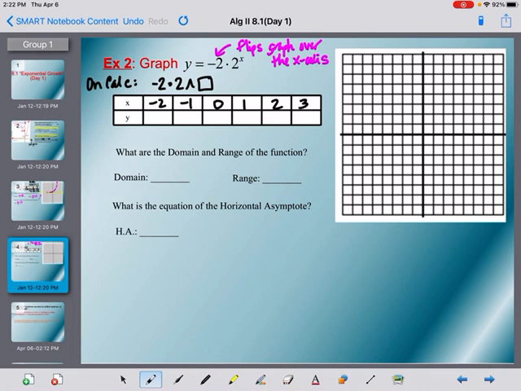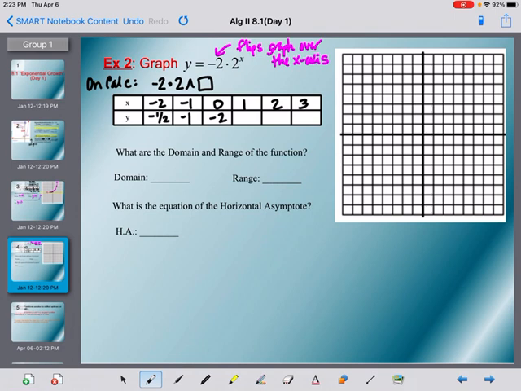So when I plug in -2, exponents come first. So 2 to the -2 power, that's 1 over 2 squared, or 1/4, times -2. -2 times 1/4 gives me -1/2, or -0.5. When I plug in -1, 2 to the -1 power is 1/2. -2 times 1/2, that's -1. When I plug in x equals 0, 2 to the 0 power is 1. 1 times -2 is -2.